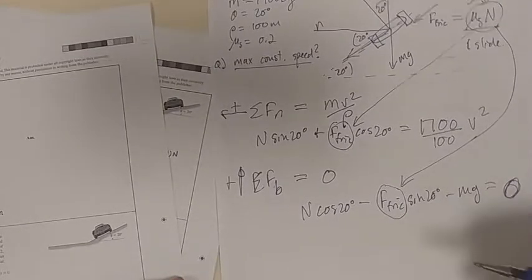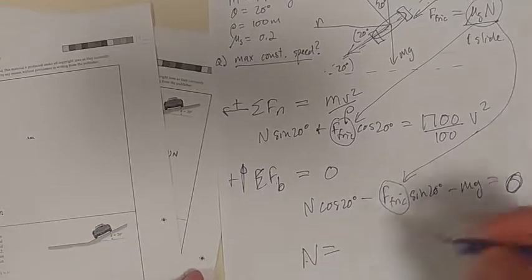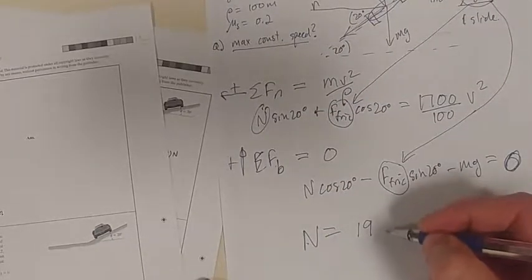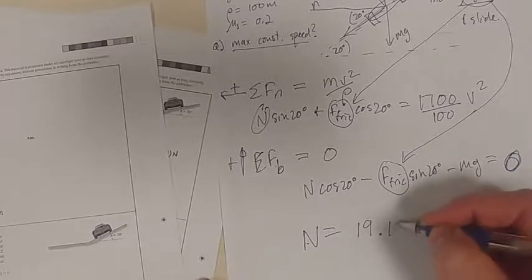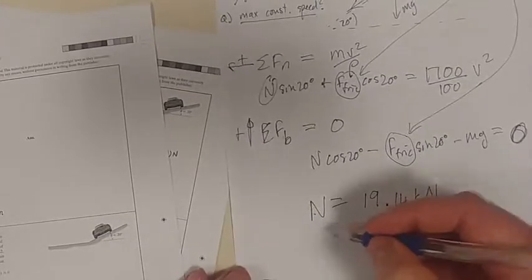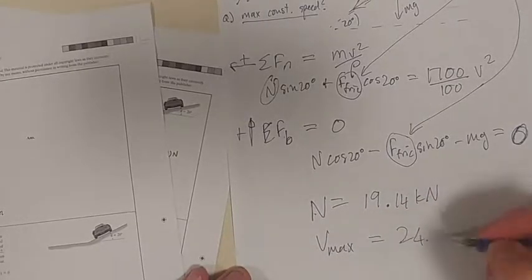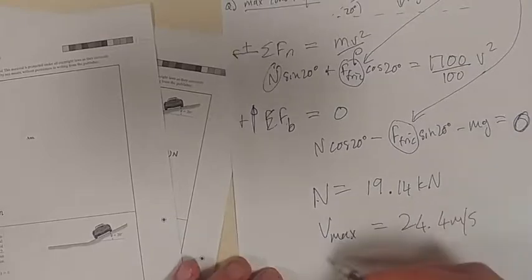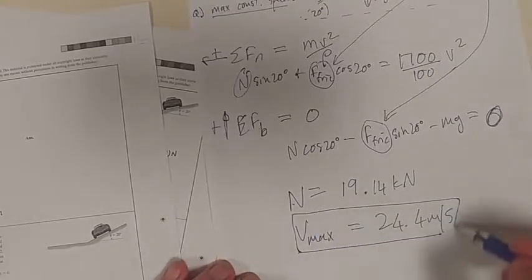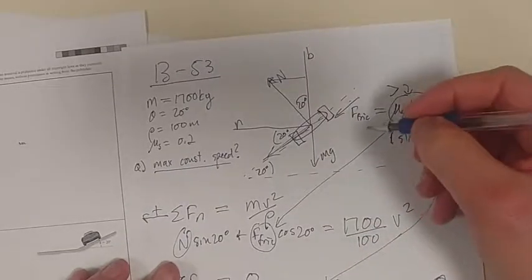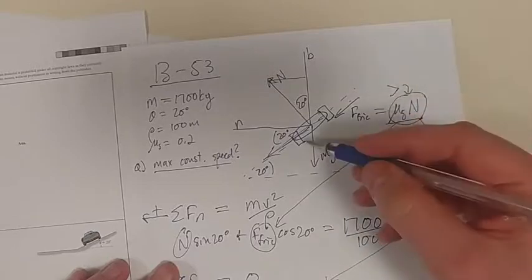You solve for your unknowns, and you will get the normal force is 19.14 kilonewton, and you'll get the maximum velocity equal to 24.4 meters per second. If we go at a velocity higher than this, this frictional force will no longer be the static frictional force, but will begin to slide out. Okay, hope this helps. Cheers.